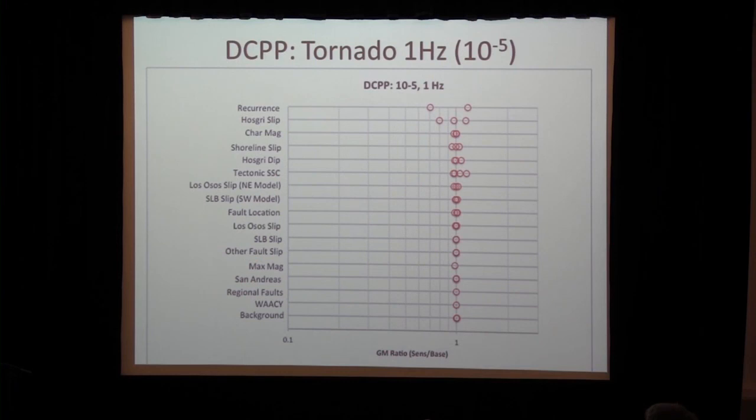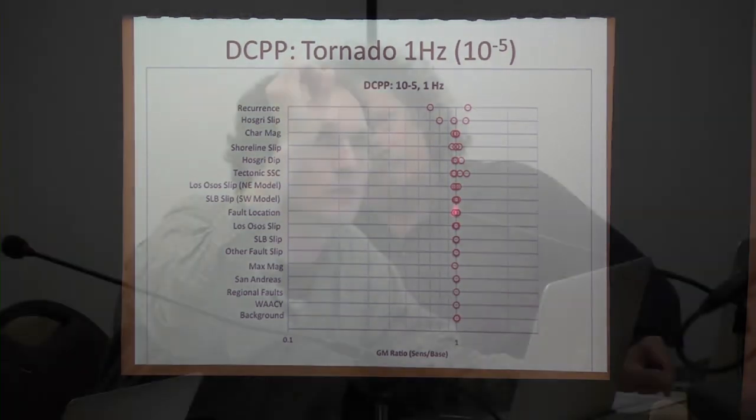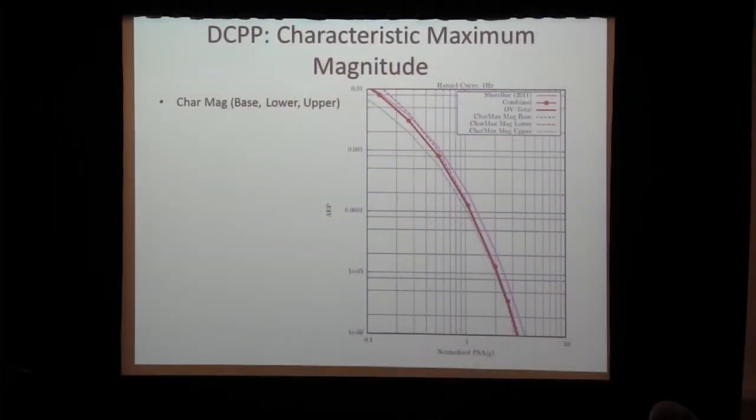Right. And then for characteristic magnitude, just to confirm that we're seeing the same pattern from earlier sensitivities, is the leftmost circle the largest characteristic magnitude? The pattern we've seen before is the larger the MCAR, hazard gets reduced because we're consuming more moment. Right, and so that is true. You can see here, the upper is this gray dash line, which will give you a lower ground motion ratio. So that's consistent.